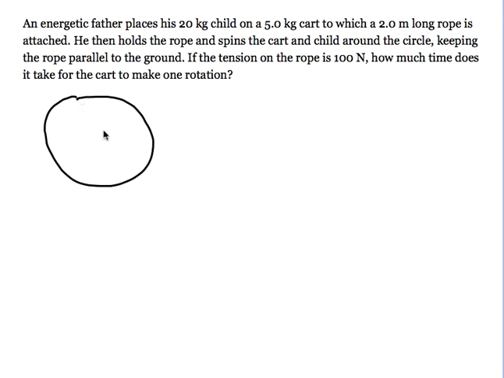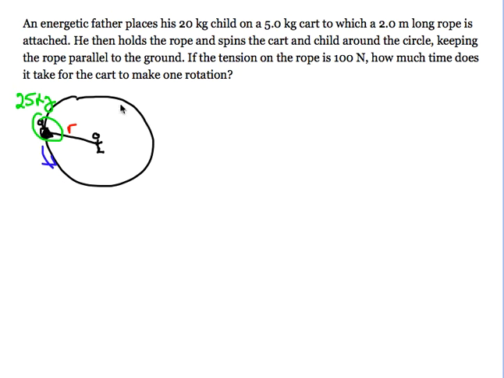This will be a fun one to draw. Guy spinning his kid in a circle. Okay, so the guy has a rope and a kid at the end of the rope in a cart, and they're spinning around in a circle. What else can we label? This would be the radius, so between the guy and the kid, that length of rope is the radius. The mass of the whole object, I guess we have to consider, is 20 kilograms plus 5 kilograms, so it's 25 kilograms.